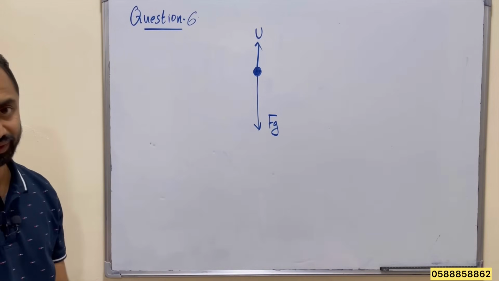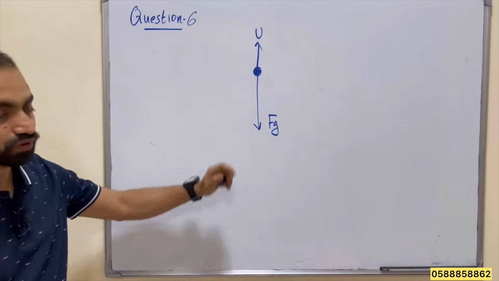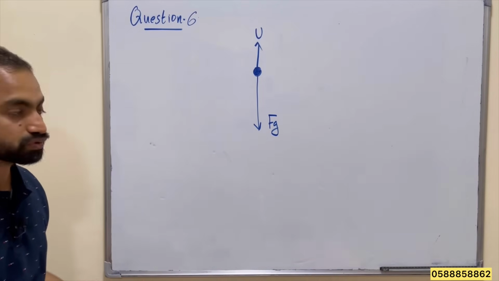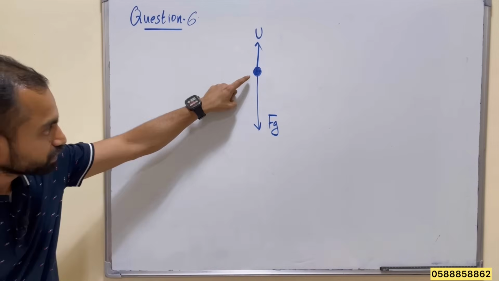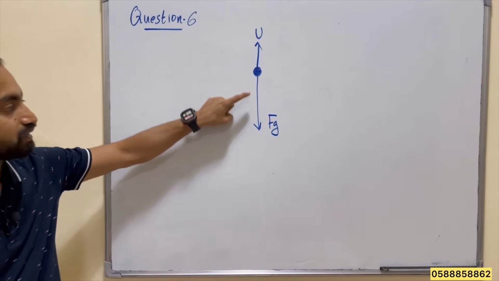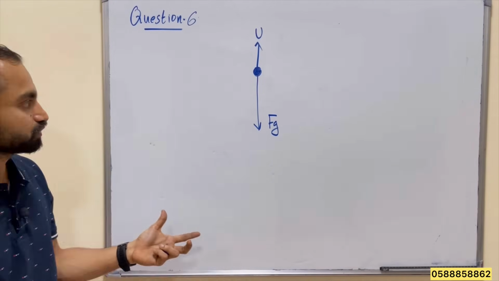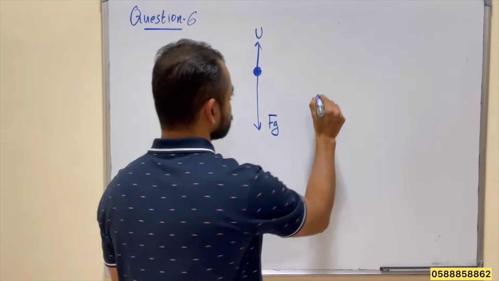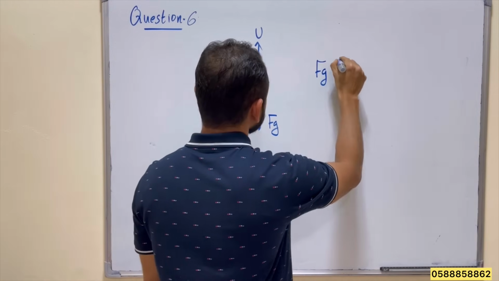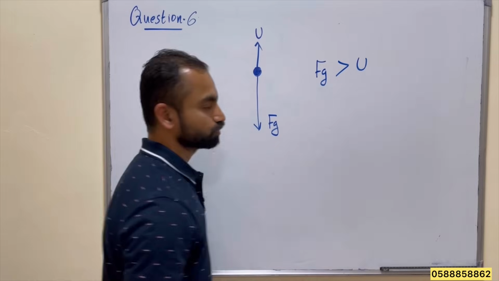Which force is greater? The downward force is greater than the upward force. How do we know? We know from the length of the arrow. The length of the arrow represents the size of the force, the magnitude of the force. Downward force is greater, right? So Fg is greater than the upward force.